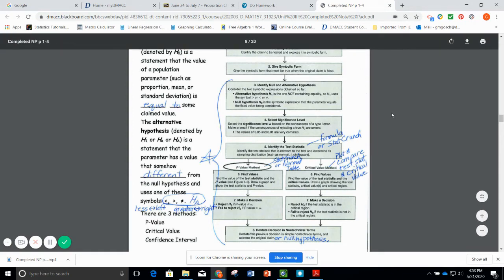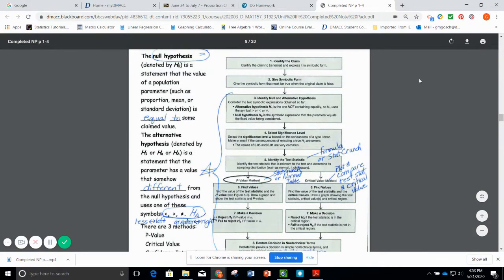Okay, so the textbook identifies these 8 steps. I'm not a big believer in the first and the second because I think you could get yourself turned around. So very often I just dive right in, making sure that you know how to identify the null and the alternative. But you want to identify the claim and try to put that in symbolic form. The big thing is that it doesn't really matter if you can do that and not identify if it's the null or the alternative. So I'm going to do this all in one step when I do my examples.